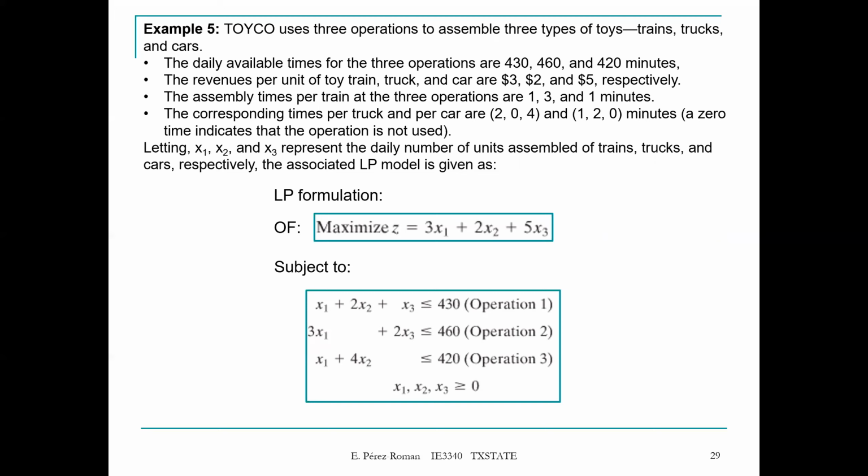So we have the maximization of the profit that you make for each one of those products. And then we have the limitations for each one of the operations. So we have some time limitations. These are how many units we have of each one of the operations, and these are the amounts that are needed per product of these operations.